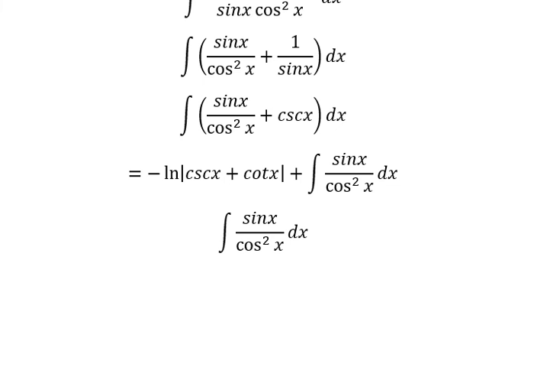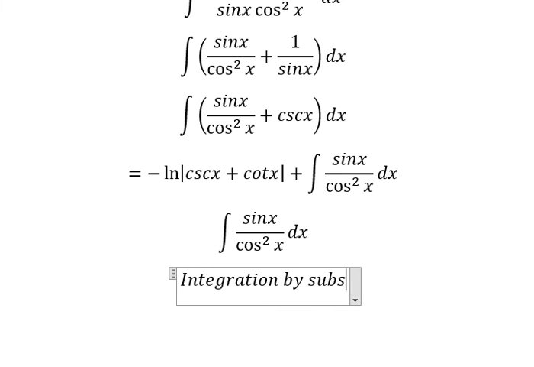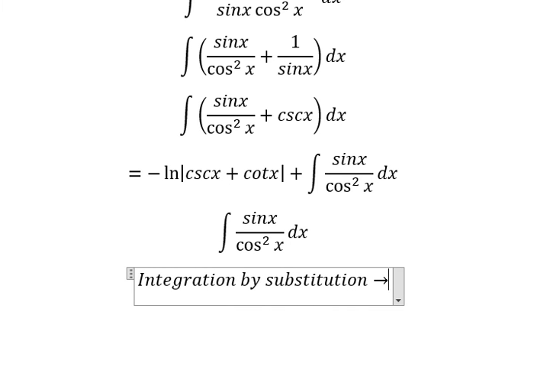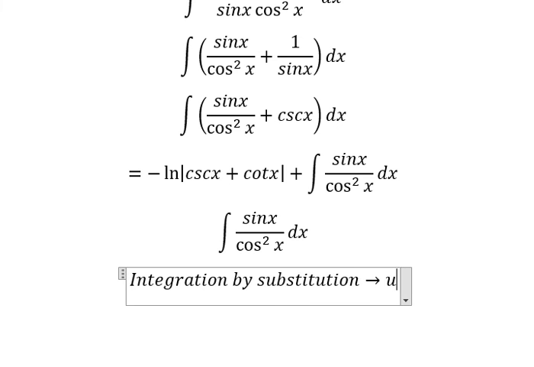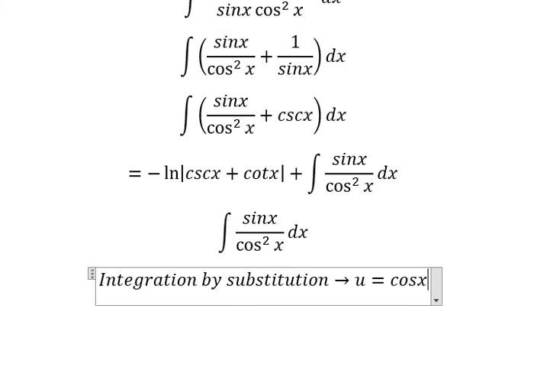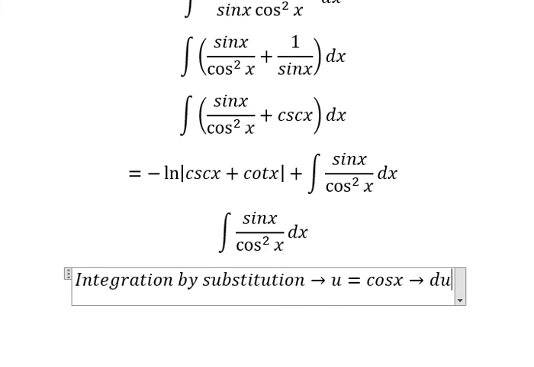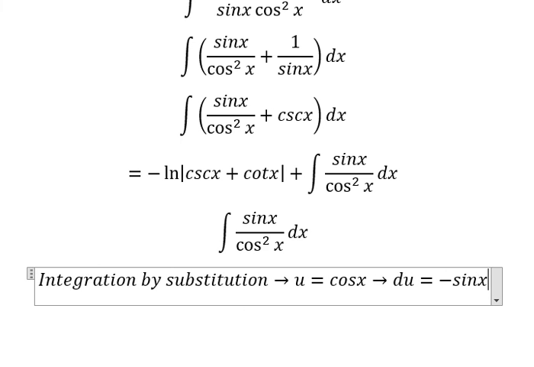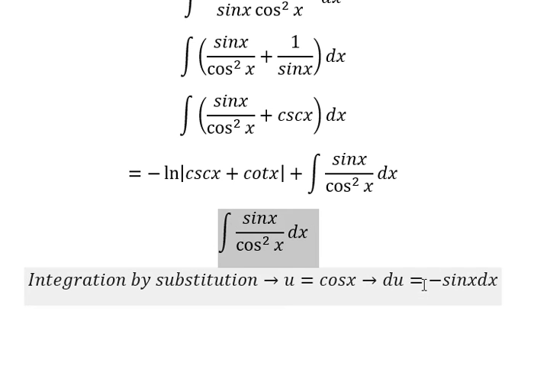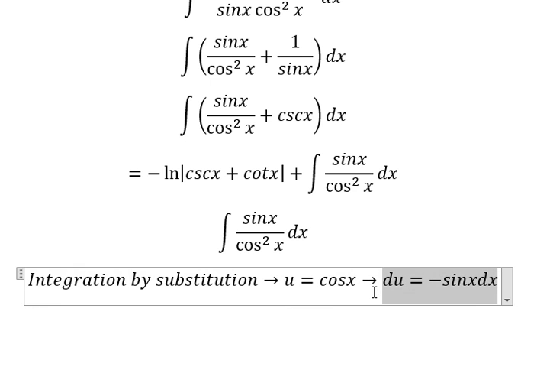Next, we need to use about integration by substitution. So I will put about u equal to cosine x. So if we do first the derivative for both sides, you get about du equal to negative sin x dx. Because we don't have a negative sign in here, we put the negative next to du.